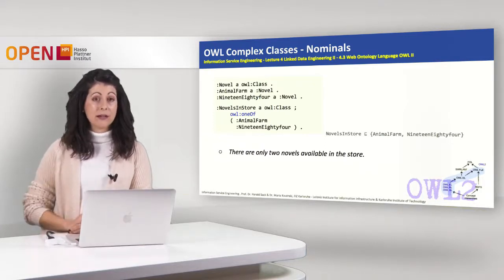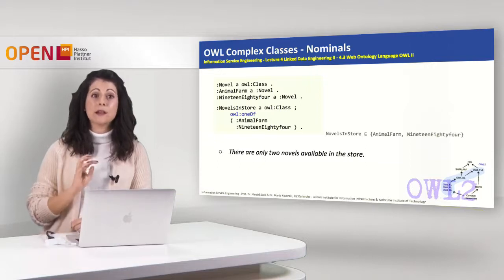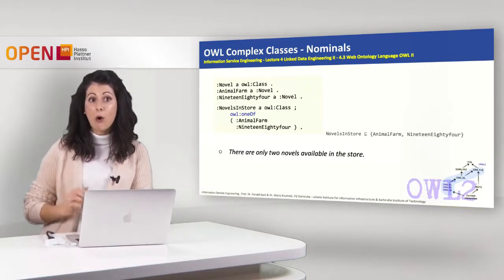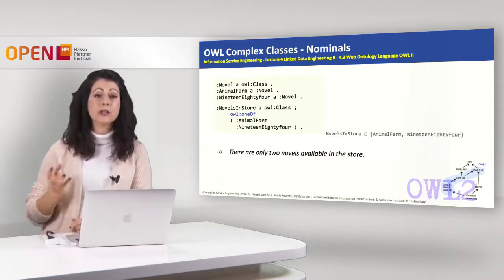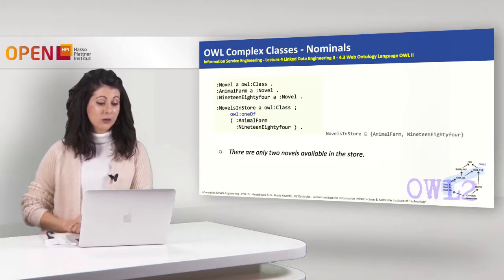And one of the categories here is the nominals. Nominals, also called closed classes, are the classes for which you explicitly define the individuals that they can host or classify, let's say, and you cannot add a new individual after the definition. So let's see how they work.